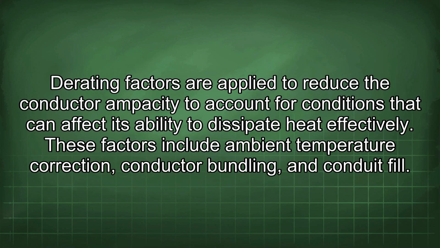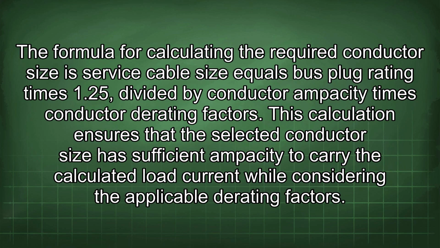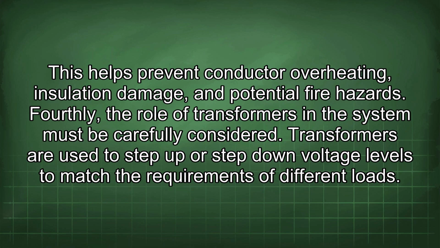Derating factors are applied to reduce the conductor ampacity to account for conditions that can affect its ability to dissipate heat effectively. These factors include ambient temperature correction, conductor bundling, and conduit fill. The formula for calculating the required conductor size is service cable size equals bus plug rating times 1.25 divided by conductor ampacity times conductor derating factors. This calculation ensures that the selected conductor size has sufficient ampacity to carry the calculated load current while considering the applicable derating factors. This helps prevent conductor overheating, insulation damage, and potential fire hazards.